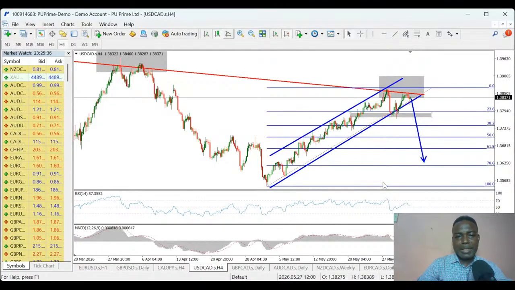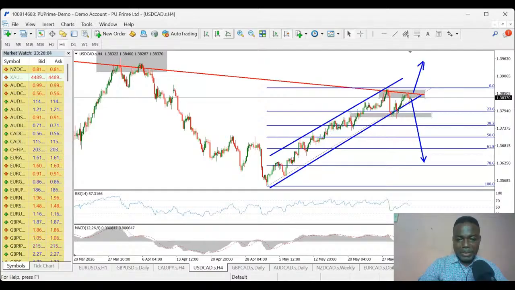Now, what if price doesn't go our way? Well, that could only happen under one condition: if price reverses and breaks out above this current box. That's the only condition. If price breaks out above that region, then that is the only thing that can invalidate this setup. Otherwise, I want to maintain a strong bearish outlook on the USD card. So we're very, very bearish on the USD card.